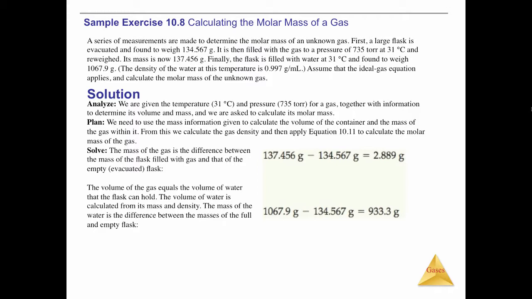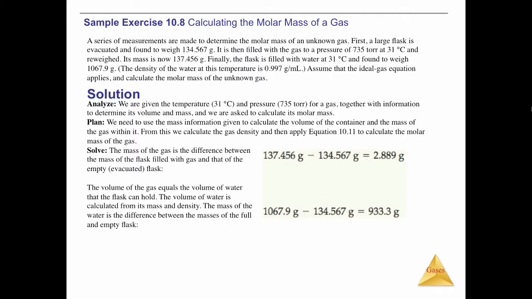So we're given the temperature, 31 degrees Celsius, and the pressure, 735 torr for a gas. Together with information to determine its volume and its mass, we are asked to calculate its molar mass. We need to use the mass information given to calculate the volume of the container and the mass of the gas within it. From this, we can then calculate the density of the gas and then apply equation 10.11 to calculate the molar mass.